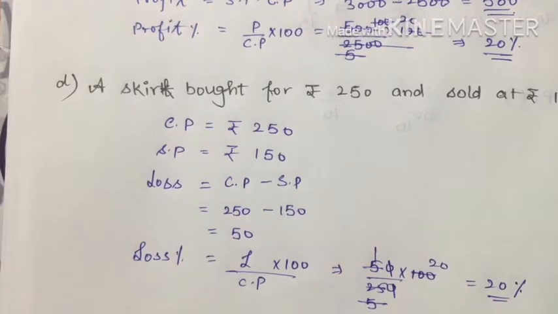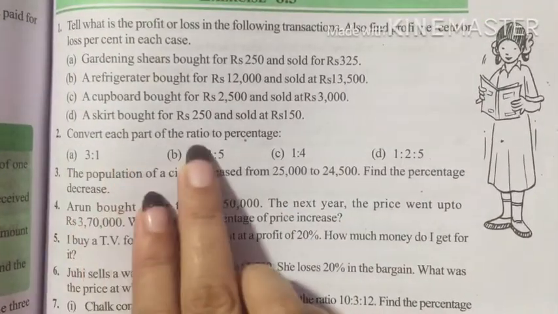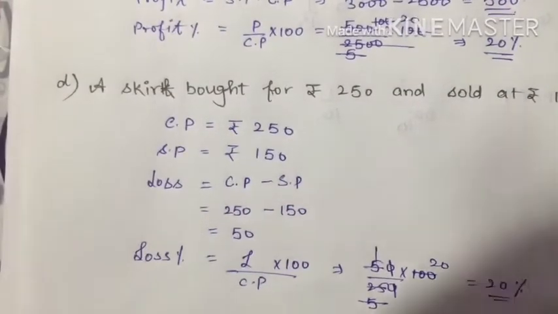Now we have to see question number 2 also. Let me show you question number 2 from the book. Convert each part of the ratio to percentage. There are 4 parts, we have to convert them into percentage. Okay, see how we can do it. What is the procedure of converting?